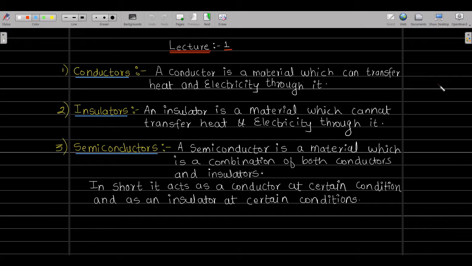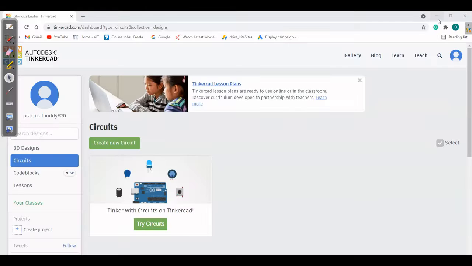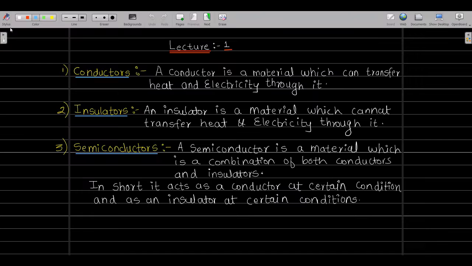At the same time, we will also look at the simulation part. The simulation will be performed in one software which is known as Tinkercad. For this, you require a good internet connection and you have to sign up. Just type Tinkercad software on Google and then sign up on this particular website. But this simulation part we will be discussing after 5 to 6 lectures. So now we will be starting with our lecture 1.